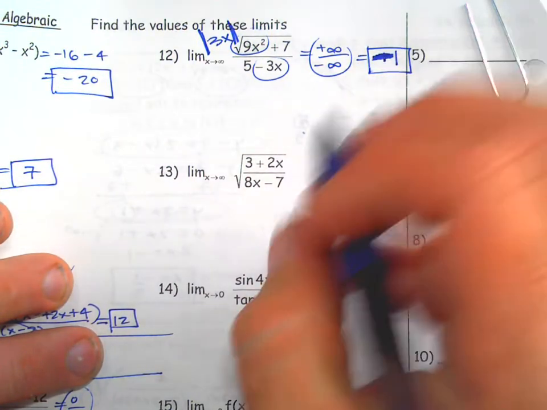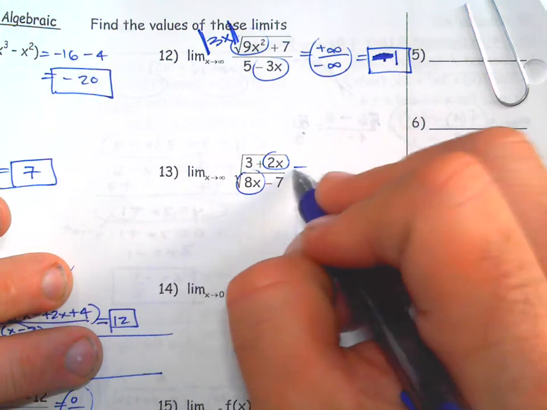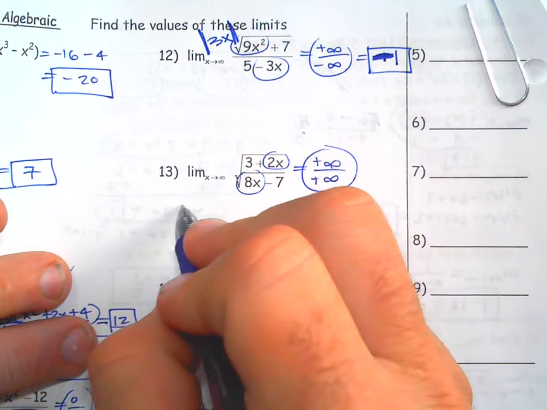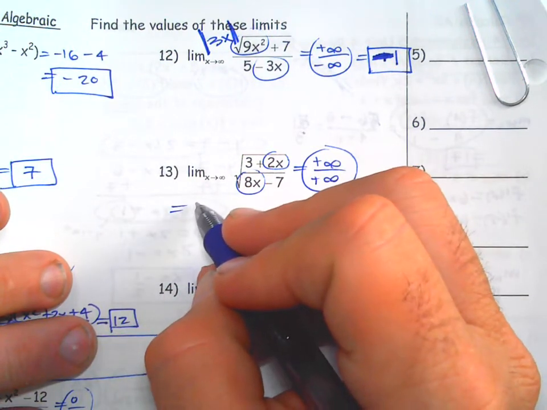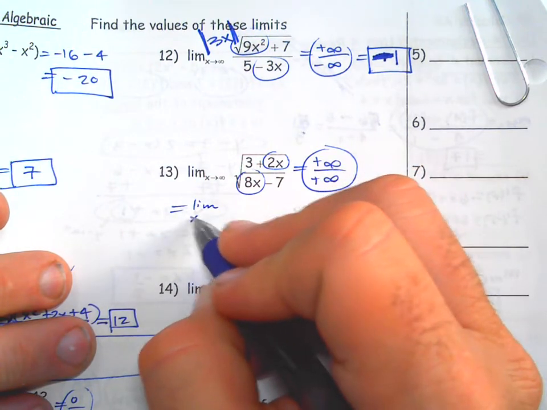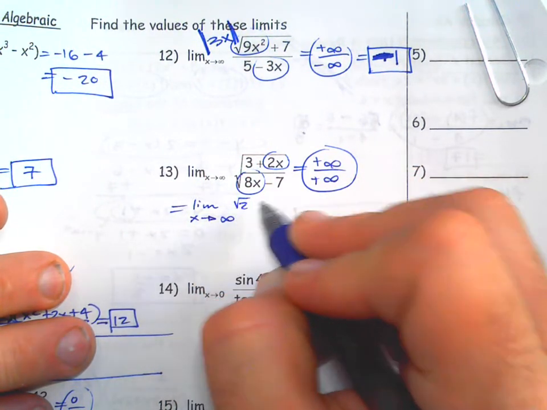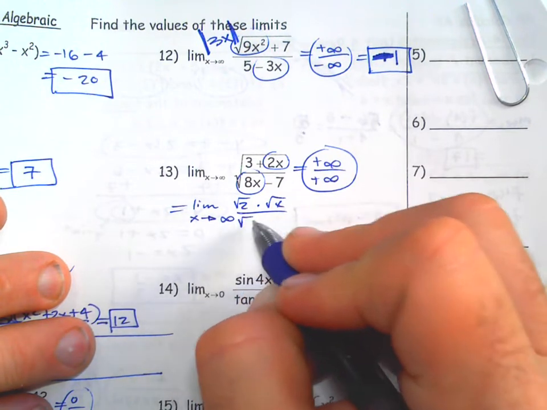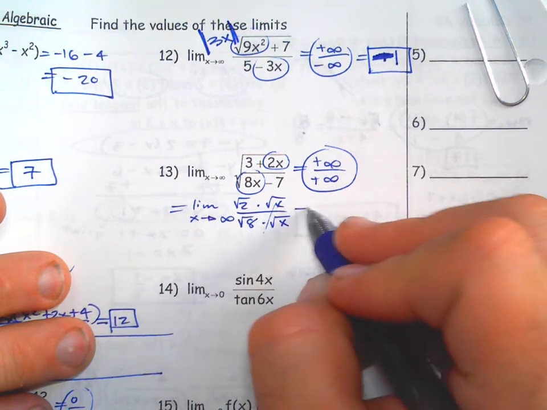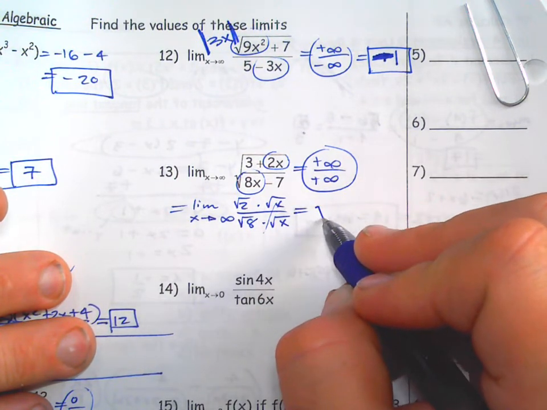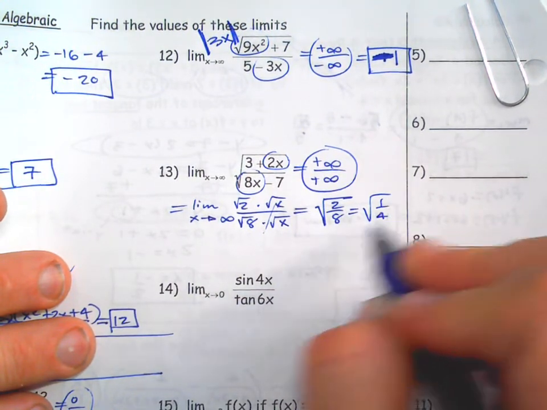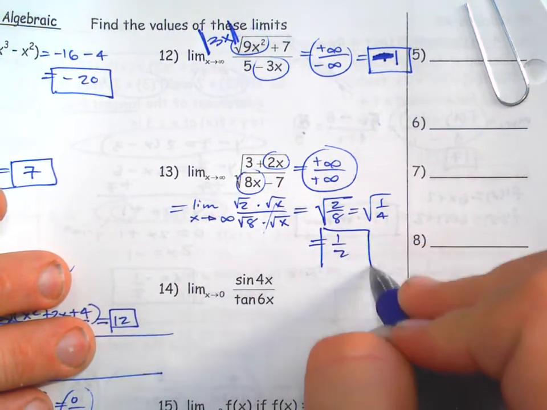Okay, next one, dominant term. It's positive infinity over positive infinity. We should get a positive answer. Now this one we could say, well, the dominant term is going to be square root of 2 times square root of x over square root of 8 times square root of x. So they have the same degree, so it's going to be the ratio of their coefficients. The square root, you can combine them together, 2 over 8, which is 1 over 4, which is 1/2. Should be positive.